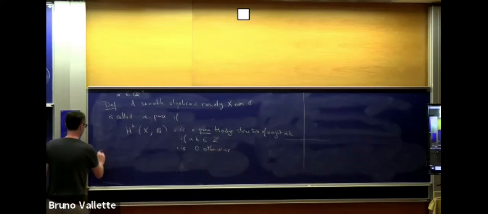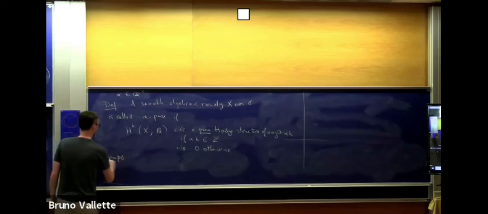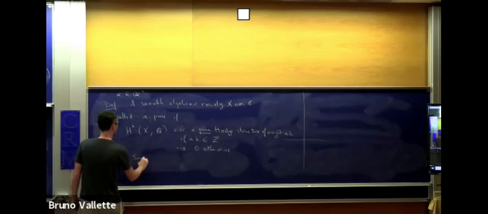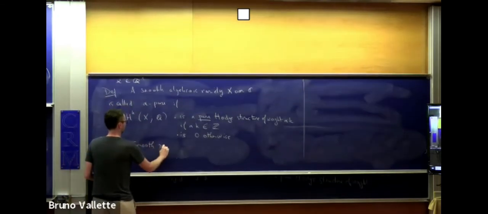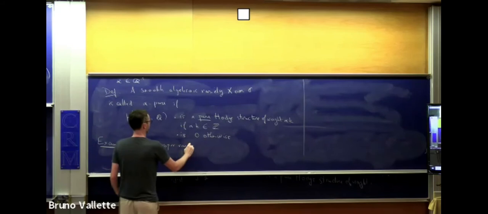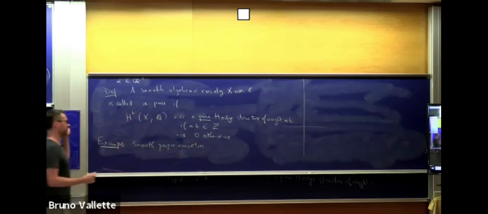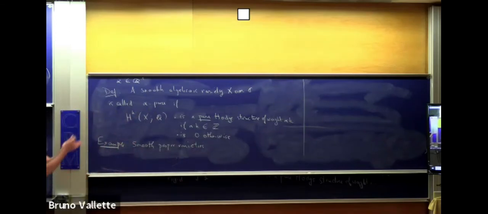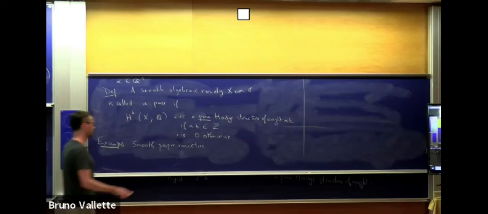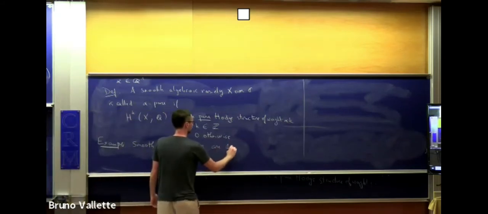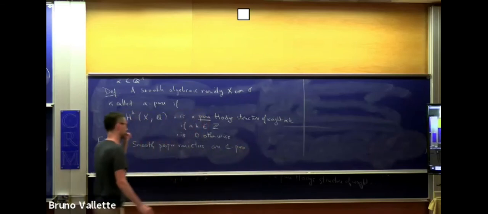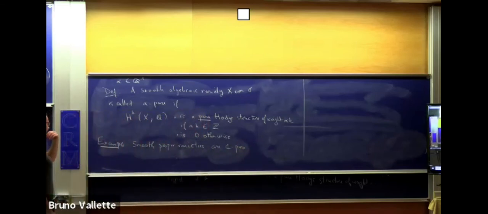So examples, well, we've already seen one example. Smooth and proper. So this is the theorem of Deligne that I've stated at the beginning. For a smooth and proper variety, I told you that the kth cohomology group has a Hodge structure of weight k. So they're 1 pure. But let me give you examples that are not 1 pure.